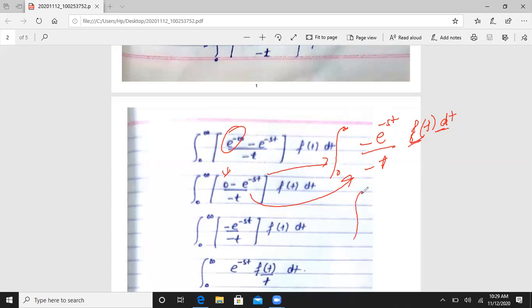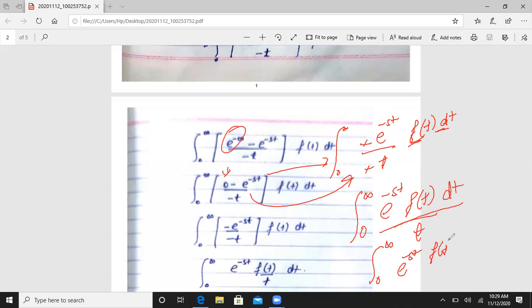So we write this as the integration from 0 to infinity, where minus minus cancels, of e to the power minus st f of t dt whole divided by t. Again, we write this as the integration from 0 to infinity of e to the power minus st f of t divided by t dt. So the function is written like this.